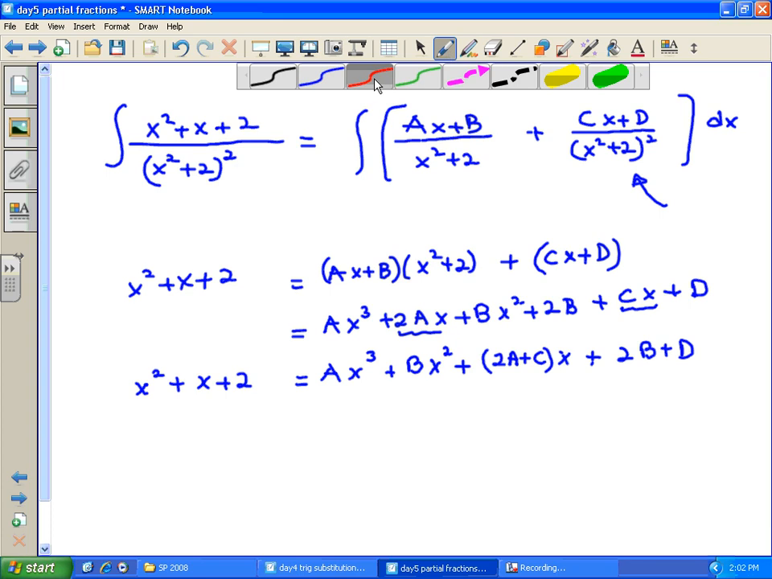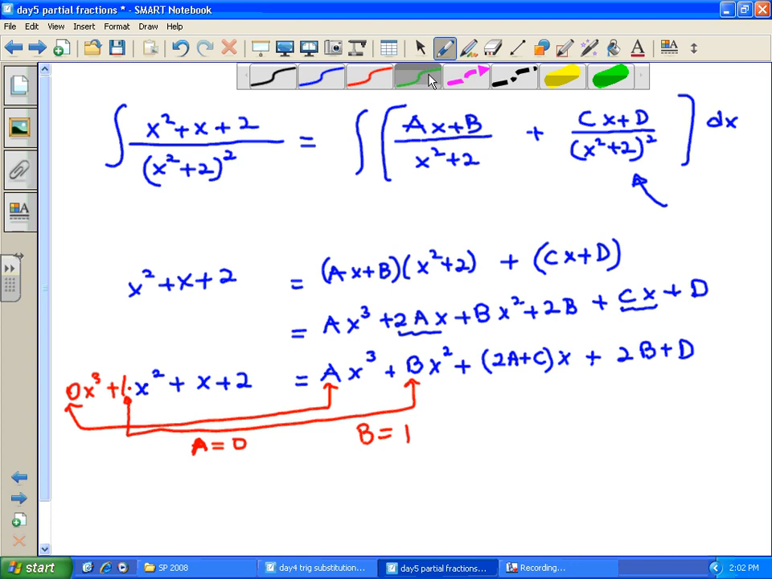Okay, right away we see something. What is that? There is no x cubed term here, right? This is like 0x cubed, if you will. So what is a equal to automatically? 0. So that's nice to know right away. A is 0. Also, b comes out very simply, right? What is b? The coefficient of x squared, which is just 1. Okay, as to the coefficient of x, 2a plus c must be equal to 1. And finally, the constant term, 2b plus c, must be equal to 2.